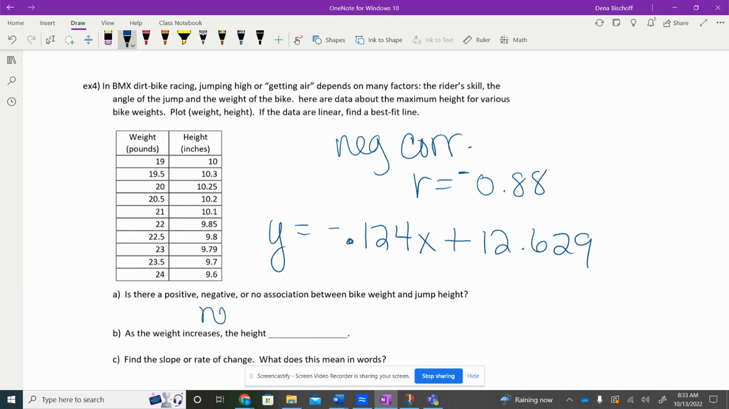So positive, negative, or no association between the bike weight and the jump height? Well, there's a negative association, right? Or negative correlation. Meaning, this is your X, as the weight gets bigger, the Y value, the height, gets smaller.